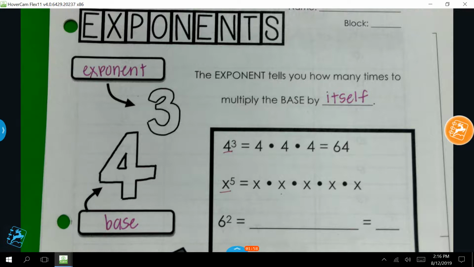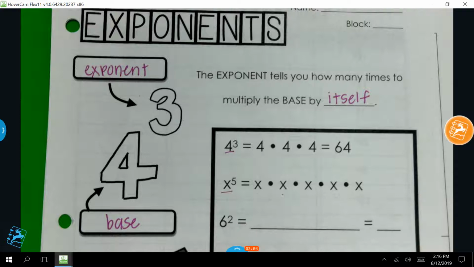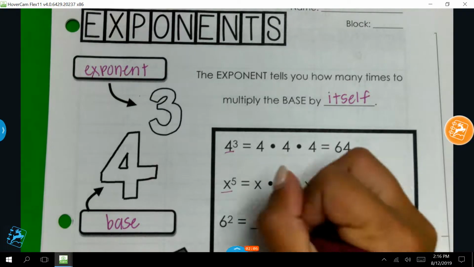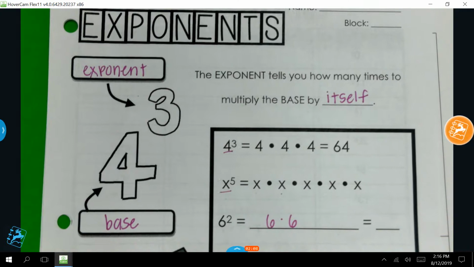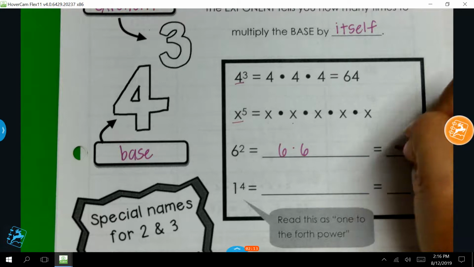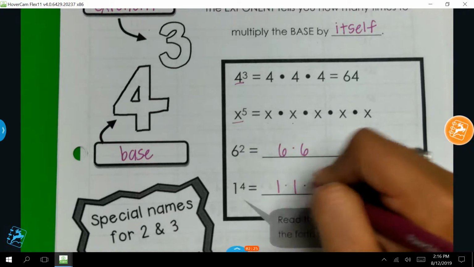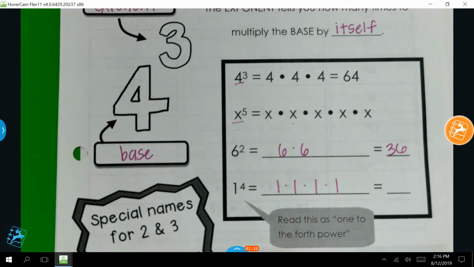Okay. So what do you think if I have 6 to the 2nd power? How am I going to expand that, Valentina? Good. So 6 times 6. And then that gives me 36. Good job. All right, what about 1 to the 4th power? Matthew, right? Good. 1 times 1 times 1 times 1. Which gives me 1. Okay. Any questions about that?